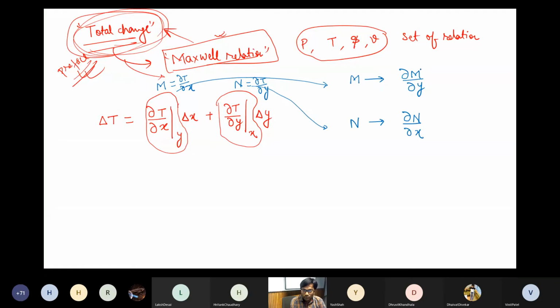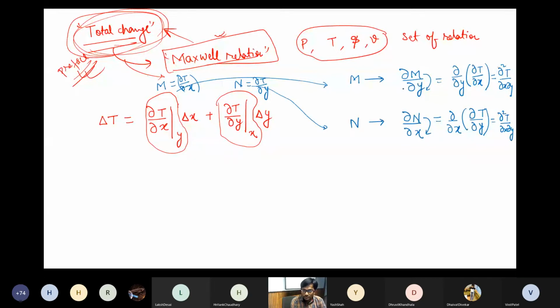And now with this expression, I'm going to do the partial differential of m with y and the partial differential of n with x. So let's see what happens. So ∂/∂y, what is my m? m is ∂T/∂x. And here, ∂/∂x, what is n? ∂T/∂y, that is what we assumed. See what you get: ∂²T/∂x∂y. Here also you get ∂²T/∂x∂y.